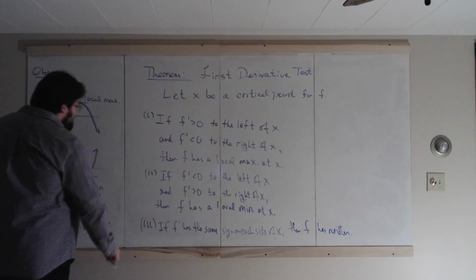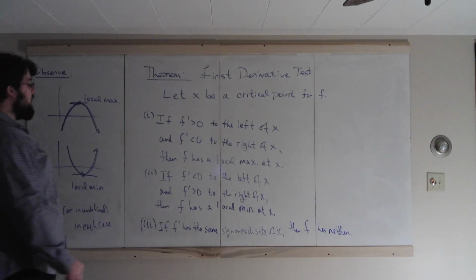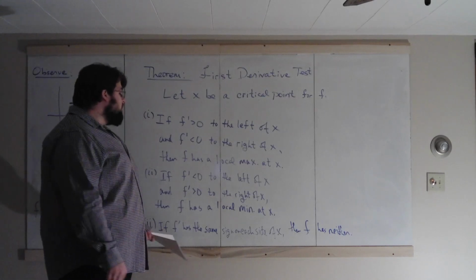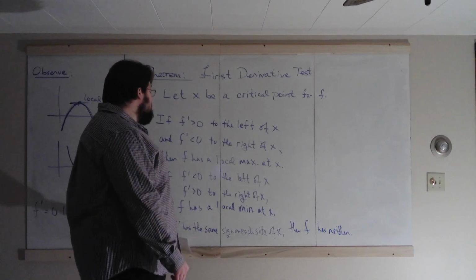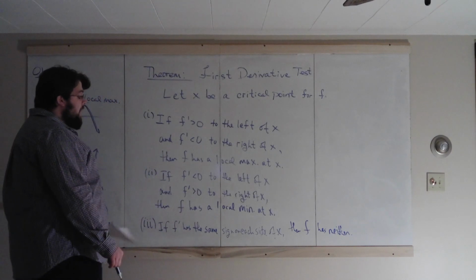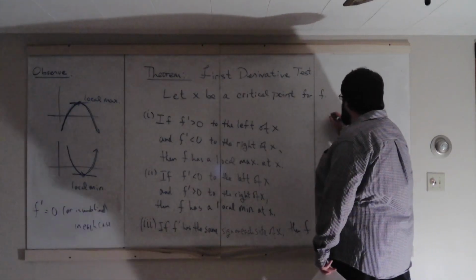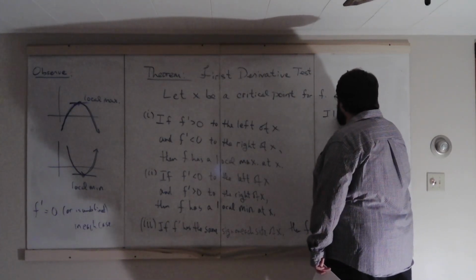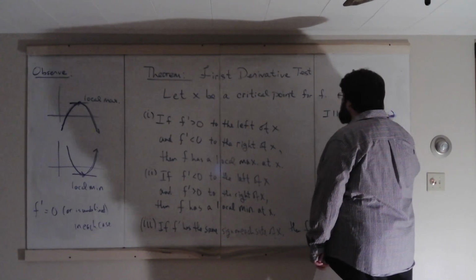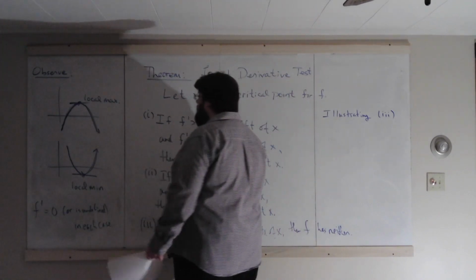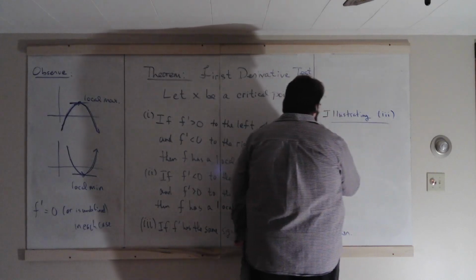And part 3, if f prime has the same sign on each side of x, so if it's positive on the left and positive on the right, or negative on the left and negative on the right, then f has neither a local maximum or a local minimum at x. I don't have a graph for that on the board right now, but I'll put one right here. This first graph illustrates part 1, this second graph illustrates part 2. So illustrating part 3 will be a graph like this.